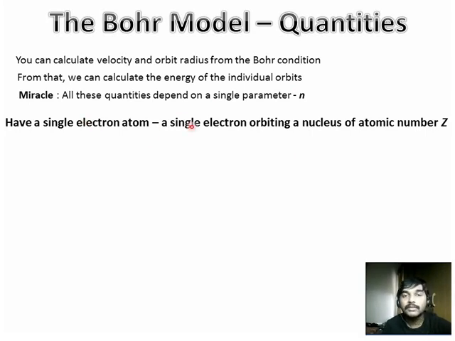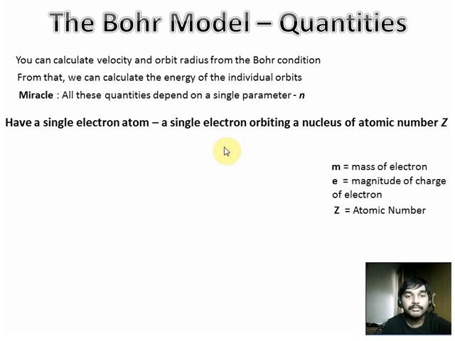So let's concentrate on the single electron atom, and you have these parameters to depend upon. The parameters are the mass of the electron, which is a very well measured quantity, the charge of the electron, again a well measured quantity, and the atomic number Z. So we know the values of all these parameters.